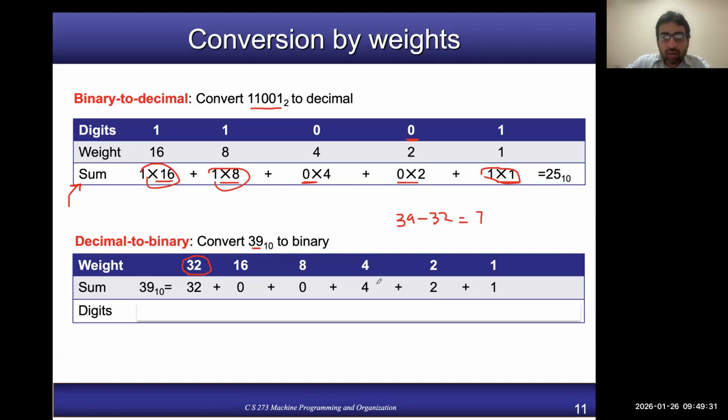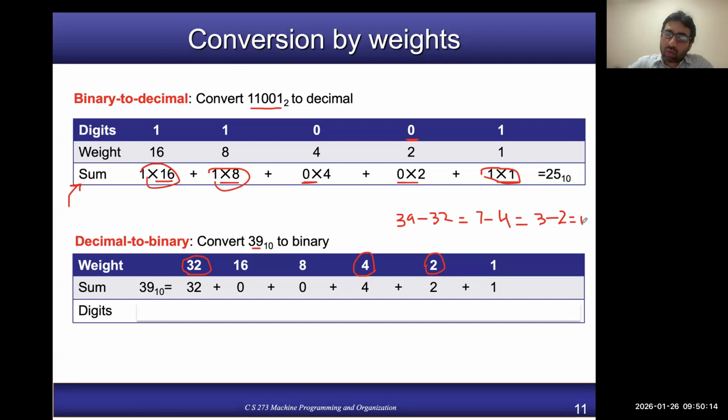is 7, right? Now I will again look at the weights, and I will try to find the largest weight which is less than or equal to 7. So the largest weight which is less than or equal to 7 is 4. So I keep 4, right? So now 7 minus 4 is 3. Now again, I will look at the largest weight which is less than or equal to 3. So that is 2. I keep 2, right? So now I do 3 minus 2. So I am left with 1.